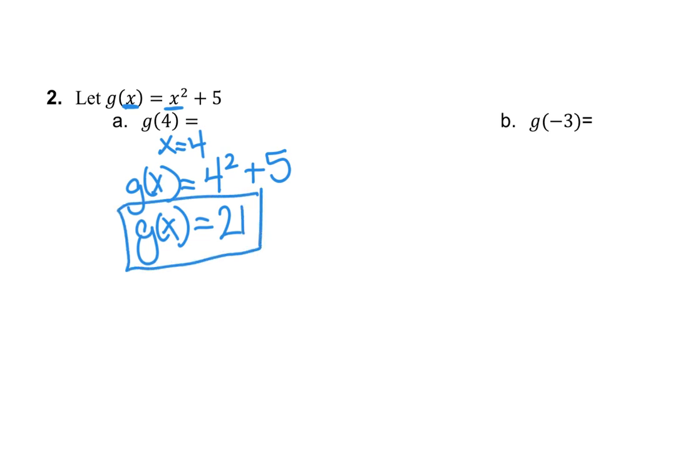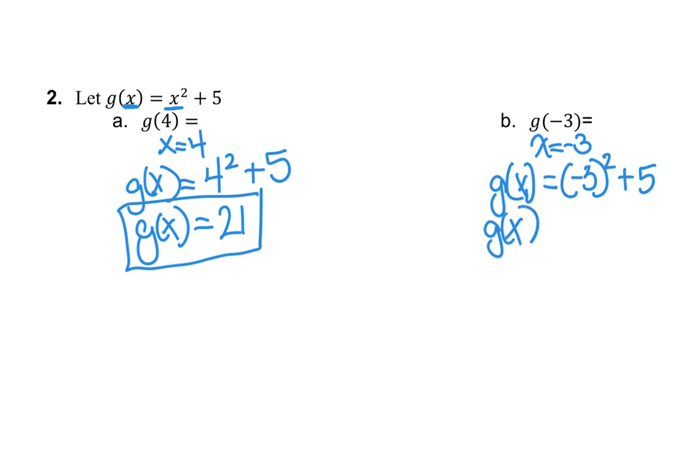For letter B, we've got g of negative 3. Again, x is equal to negative 3. Now I need to remind you that when you've got a negative and you're plugging it in for the variable, when there's an exponent, it is really important that you have the parentheses around it, because it's going to be a different answer if you don't. So it's negative 3 times negative 3. So g of negative 3 is equal to 9 plus 5, which is 14.